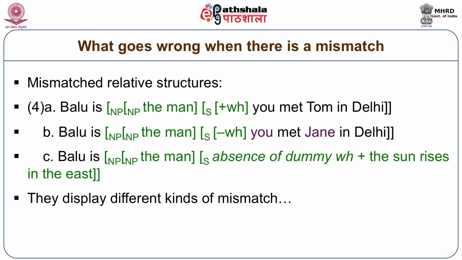The filtering out for these substantive reasons is something shared by both the derivations: Balu is the man minus WH you met Jane in Delhi, and the derivation Balu is the man you met Jane in Delhi, where the minus WH was not generated. So the first derivation with the minus WH and the Jane has two problems, a gadgetry problem and a substantive problem. The second derivation, the one without the minus WH but with the Jane, has only the substantive problem. These are academic distinctions. It doesn't matter to us.